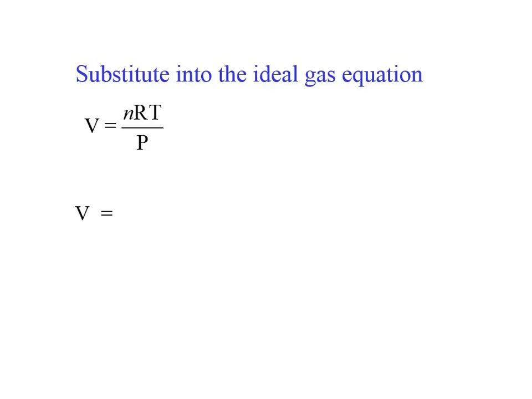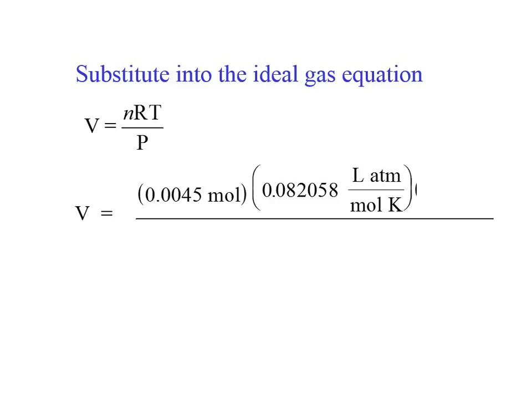V then is equal to n, which is 0.0045 moles times 0.082058 liters atmospheres per mole Kelvin times 295.2 Kelvin divided by 0.963 atmospheres.